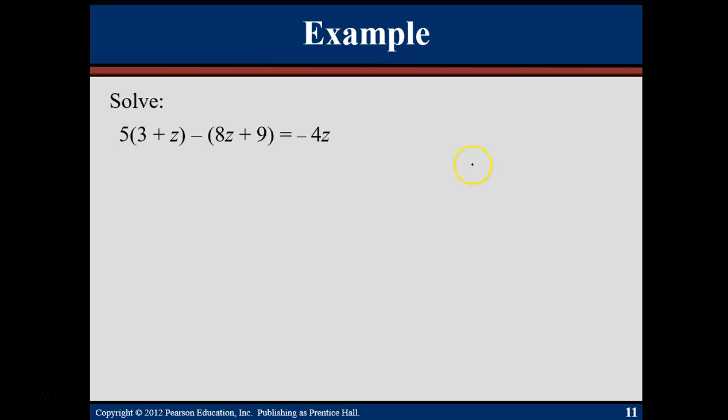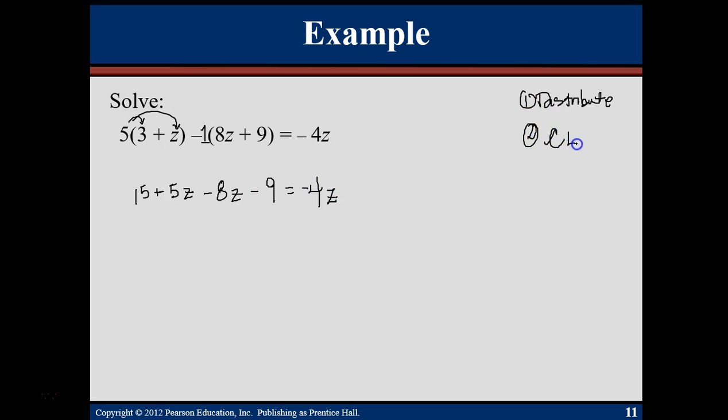Last one, and I think we have everything this time. We have a distribute. That's the first thing I need to do. And so I'm going to say 5 times 3, 5 times z. That set of parentheses is done. Now I need to send this negative 1 through. Negative 1 times an 8z is a negative 8z. Negative 1 times a 9 is a negative 9. I only have a negative 4z over there. So I'll just write that over.